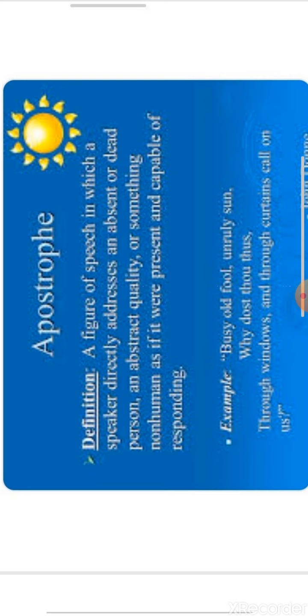Okay, so apostrophe, अगर apostrophe की बात करें, so it is a figure of speech in which a speaker directly addresses an absent or dead person, an abstract quality or something non-human, as if it were present or capable of responding. Okay, now जो personification था, in personification we give human attributes or human quality to an inanimate object और नॉन लिविंग थिंग और सम एब्स्ट्रैक्ट आइडिया, उसको हम ह्यूमन क्वालिटी दे रहे थे.